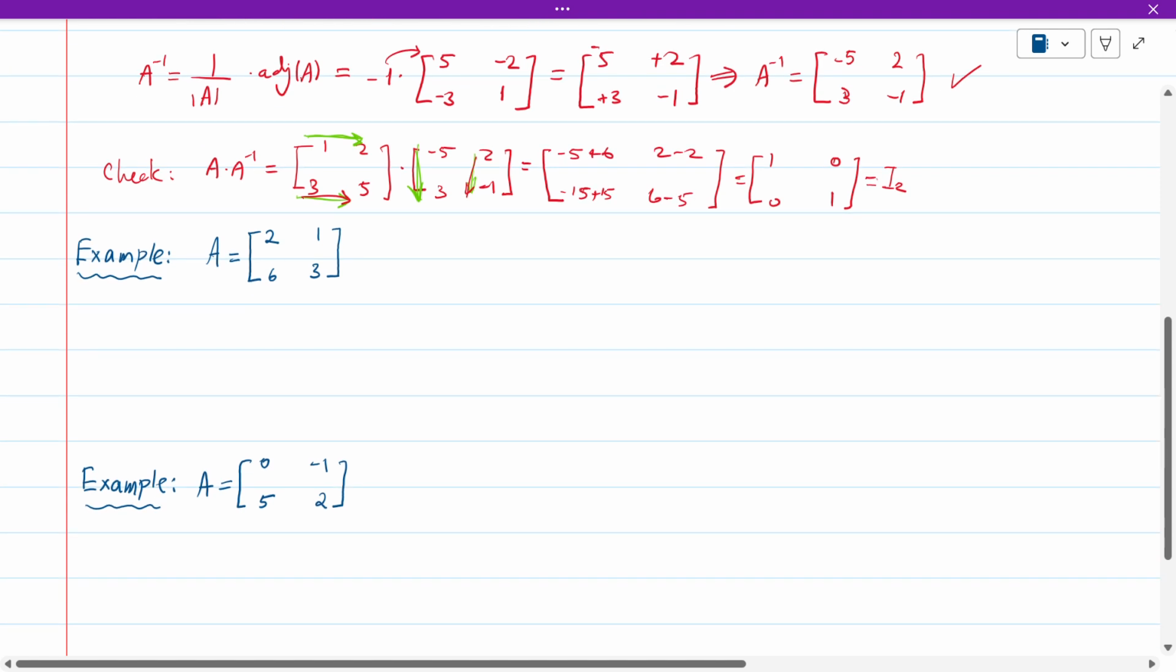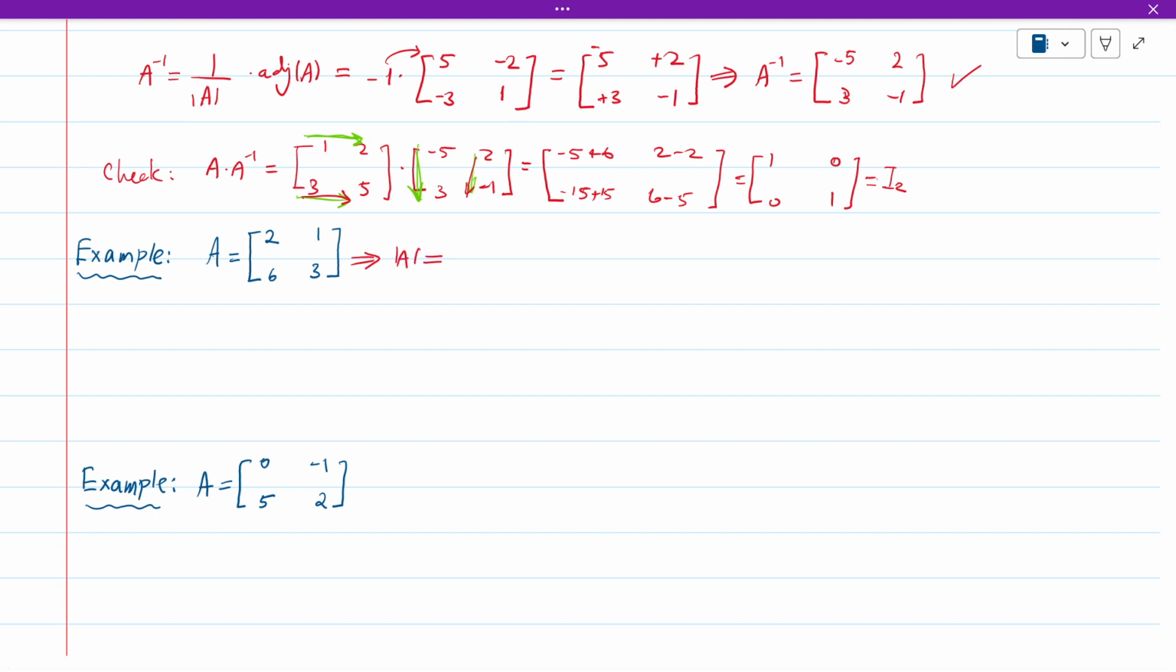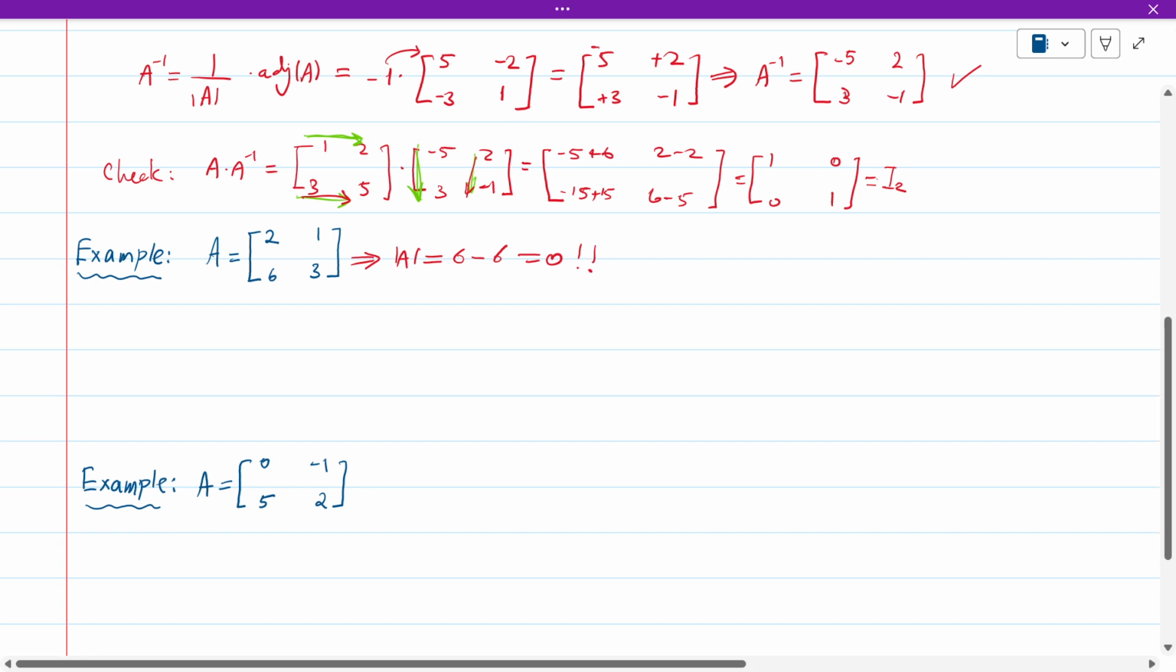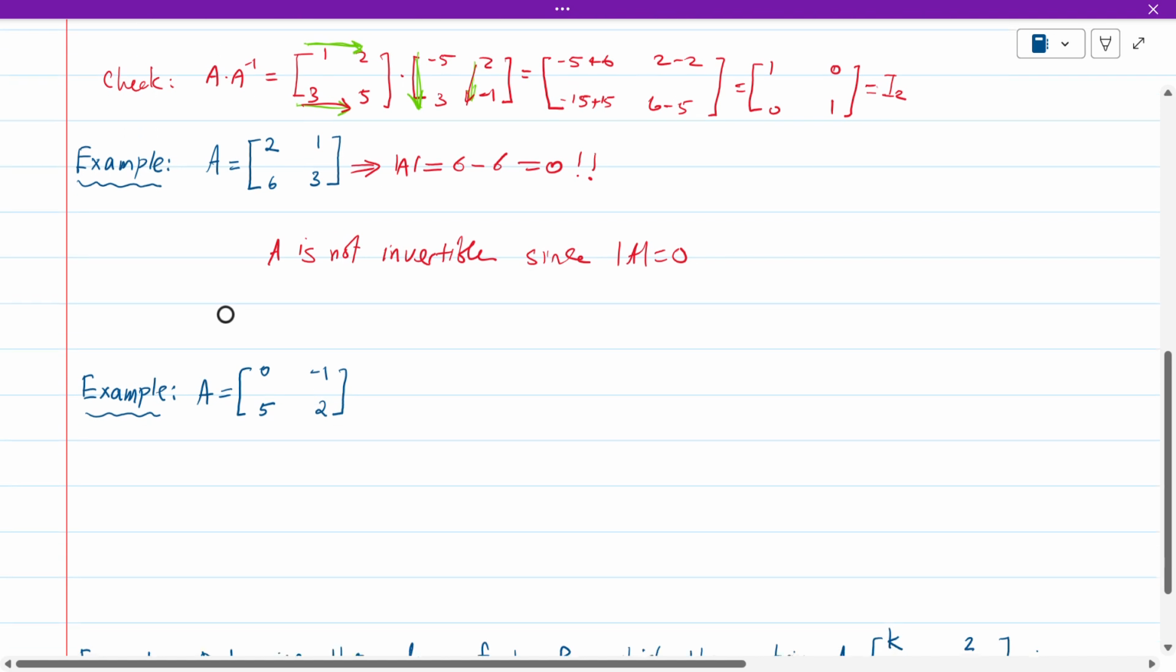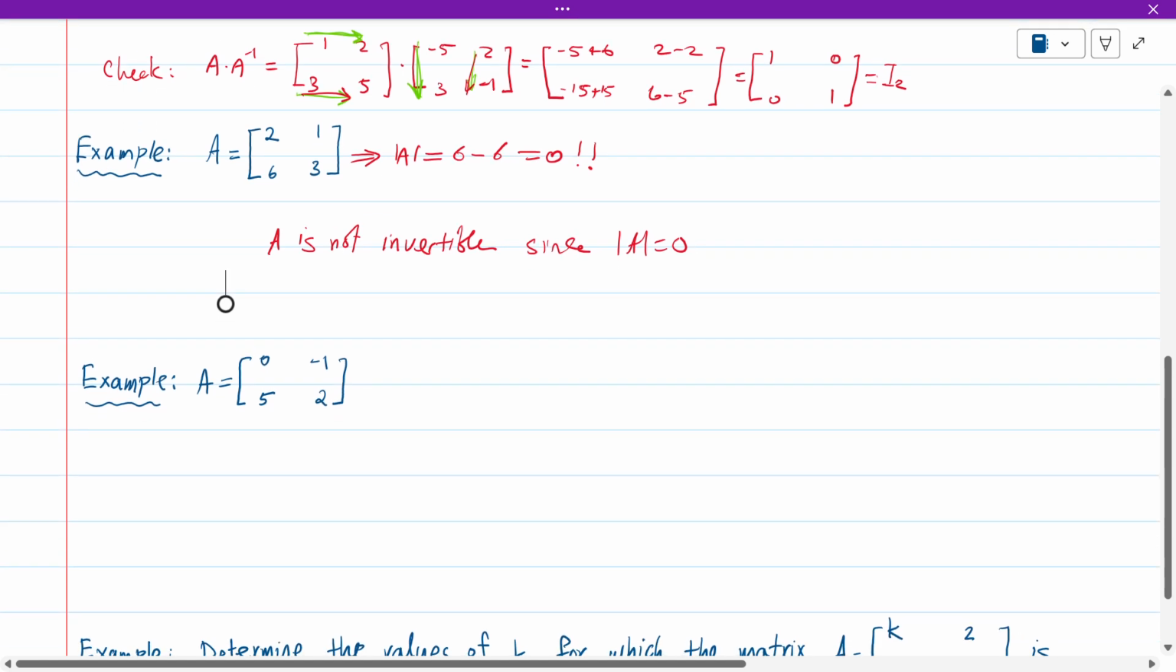Next is this example. As you see, first we will need to find the determinant, which is 2 times 3 is 6, minus 6 times 1 is 6, which is 0. And you know that if the determinant is 0, then you cannot find the inverse. So A is not invertible, since the determinant of A is 0. For this reason, you cannot find the inverse if you get determinant 0, because in the formula you cannot plug it in.